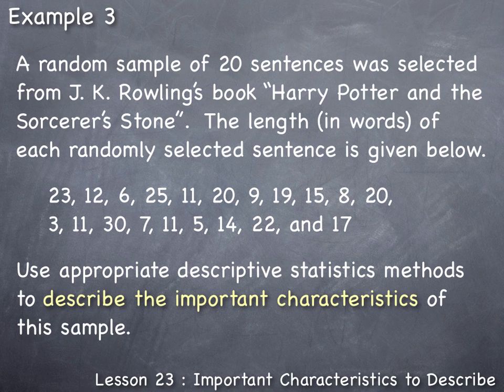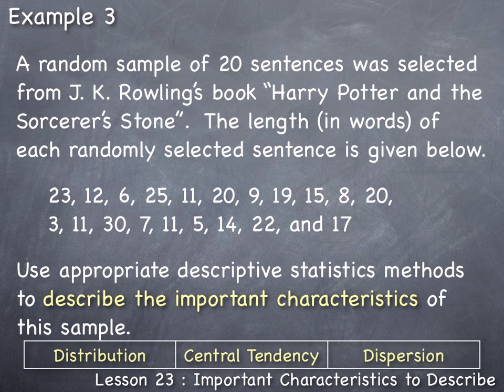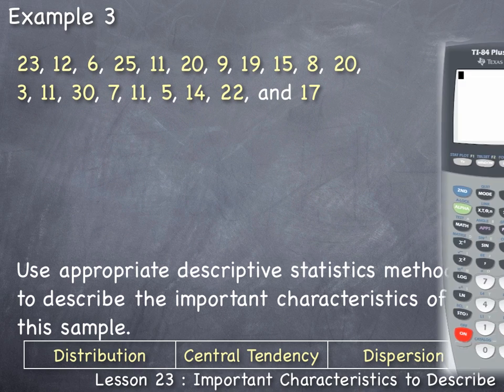So, to describe the important characteristics, we need to focus on the three main aspects: the distribution, the central tendency, and the dispersion of this data. So the sample data here is quantitative data. And we could use our TI-84 calculator to help us with descriptive statistics to describe these results. So on the TI-84 calculator, we can enter in this data.